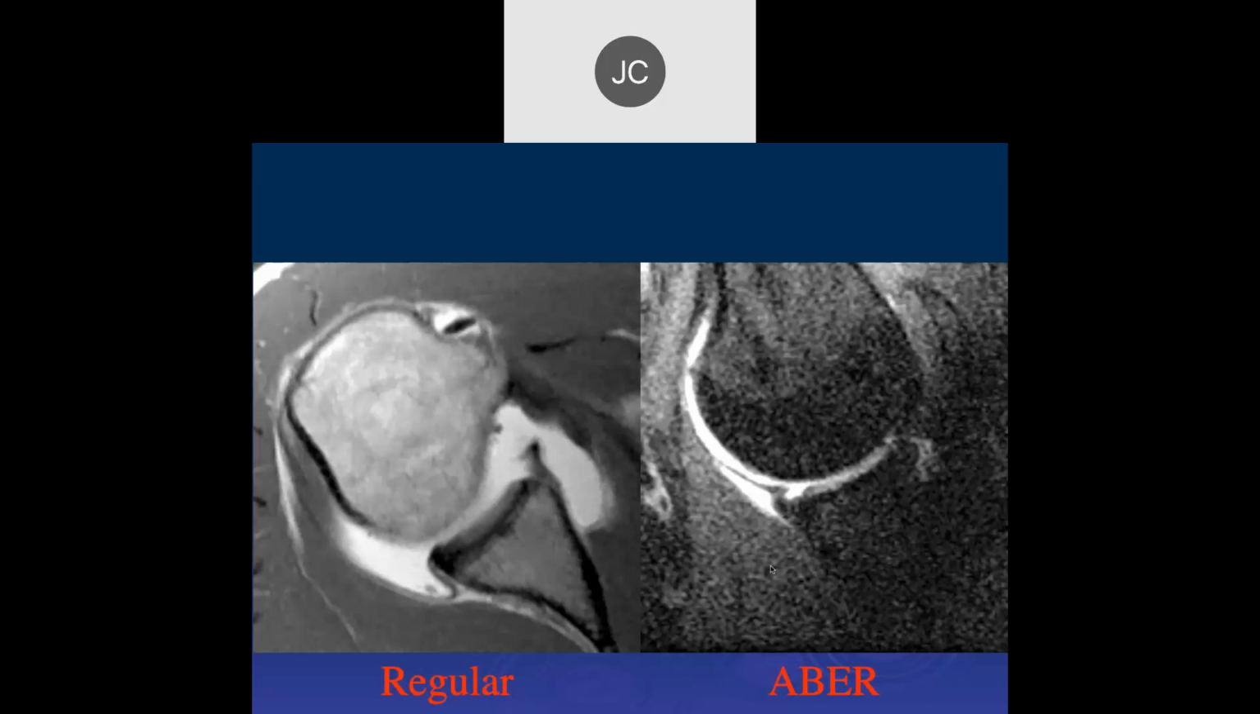And this is the ABER view. Where's the tear here? Yeah, it looks like there's a little cleft inferiorly right there. Yeah, right here. Okay. So that's a Perthes. And we can see on the regular study, and this is the ABER study, you can see the thickening of the periosteal attachment.